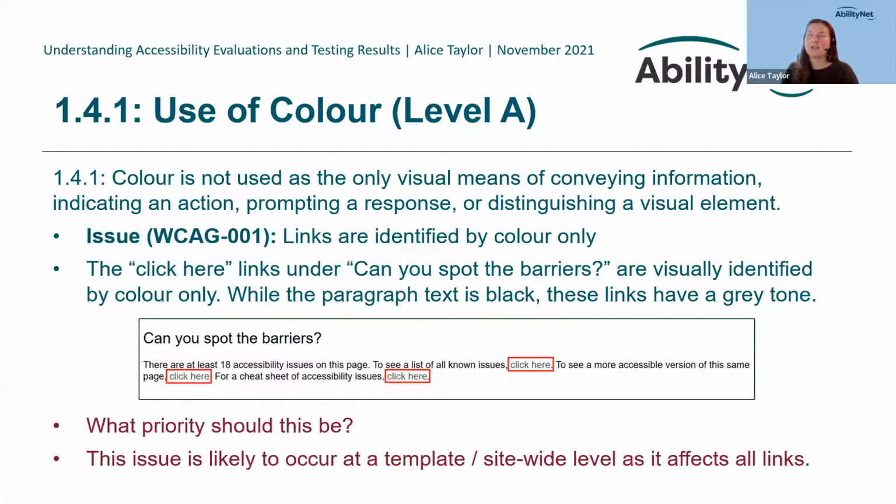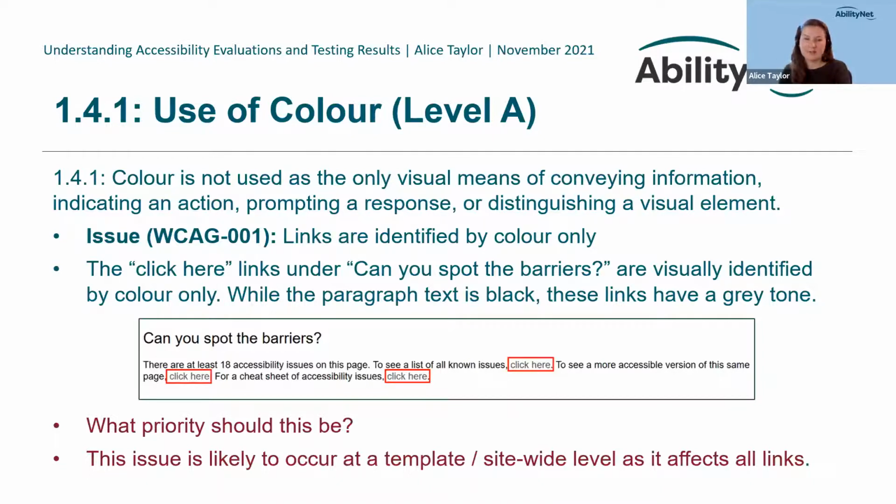And then another problem that would be spotted in that paragraph is the use of color. The requirement for this is that color is not used as the only visual means of conveying information, indicating an action, prompting a response, or distinguishing a visual element. So the issue that was spotted here is that links are identified by color alone. The click here links under "Can you spot the barriers" are visually identified by color alone, while the paragraph text is black. These links have a gray tone.